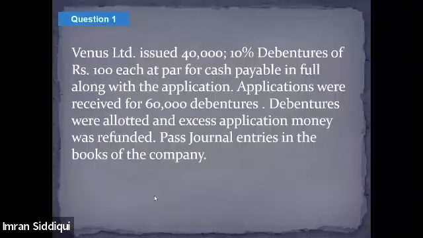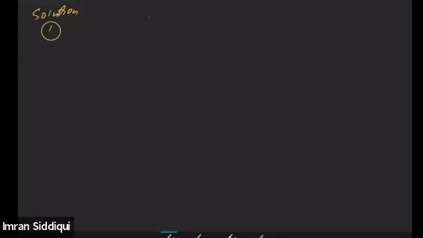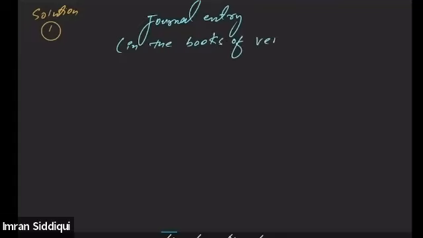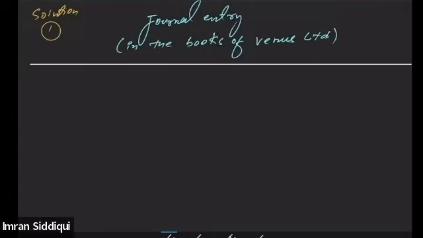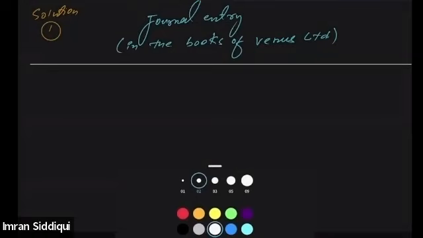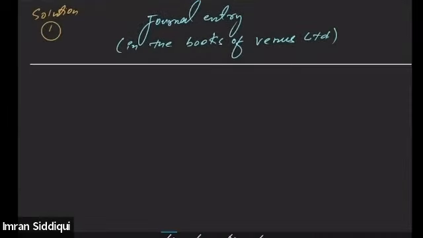Okay. The journal entry is required in the question. We'll write down the journal entry in the books of Venus Limited. Please note this down quickly, all of you.